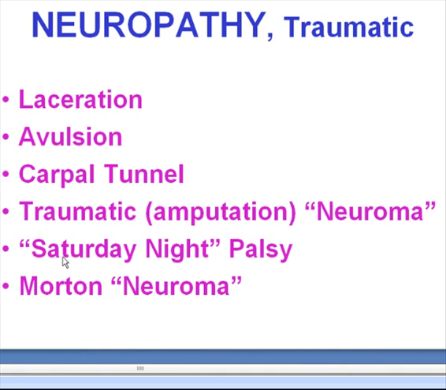So the traumatic neuroma is more of a reactive condition of the fibrous tissue rather than a true neoplasm of the nerve. And of course, you know that you really can't have a true neoplasm of a peripheral nerve because a peripheral nerve doesn't even have a nucleus.